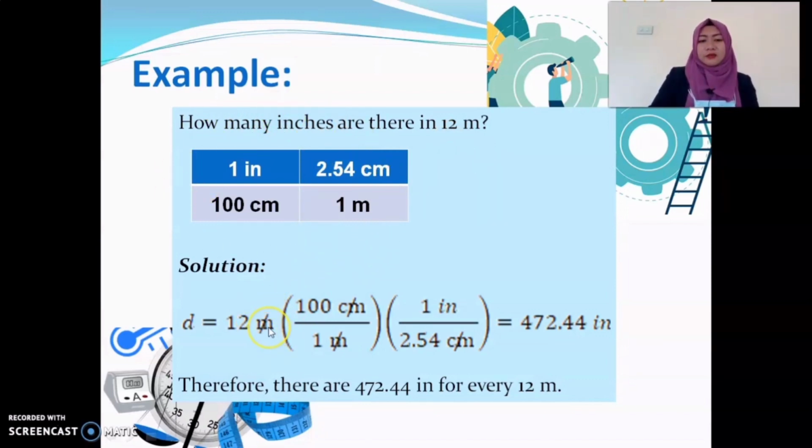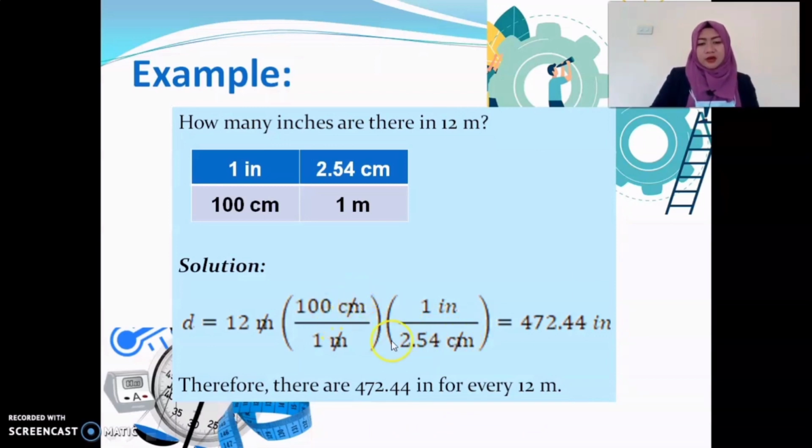You convert meters into centimeters first, and you know that 1 meter is equal to 100 centimeters. So meter divided by meter is equal to 1. We only have centimeters here. Therefore, you just multiply by 1 inch divided by 2.54 centimeters.